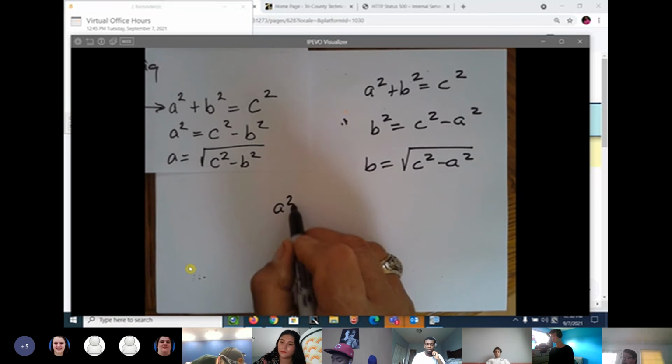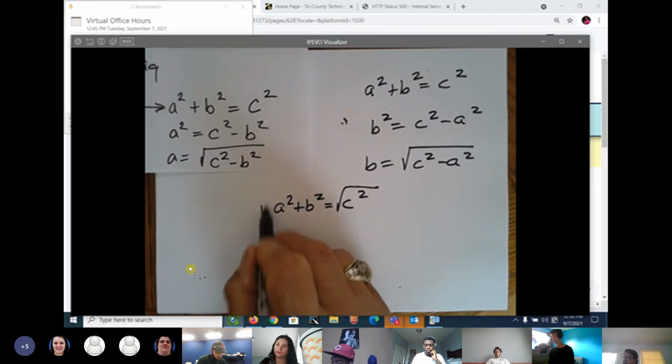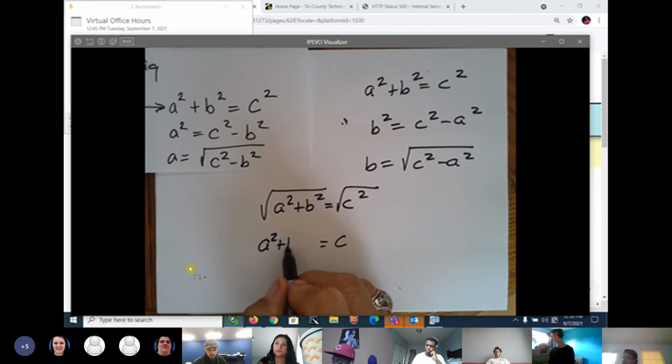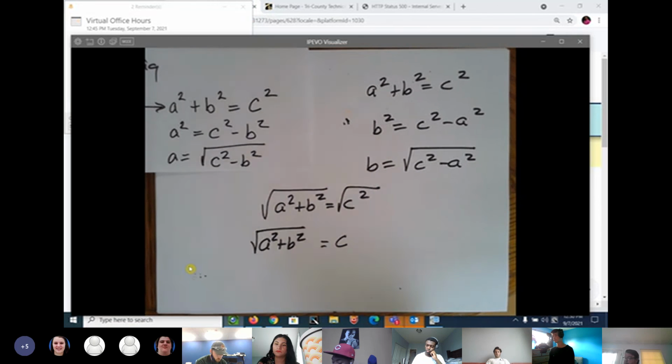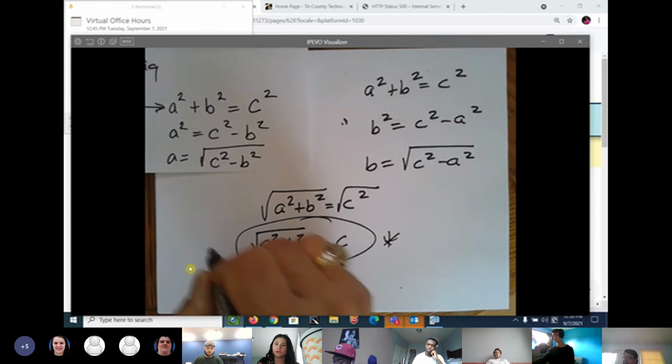And a squared plus b squared is equal to c squared. C is equal to the square root of a squared plus b squared. This right here is what you're going to be using most.